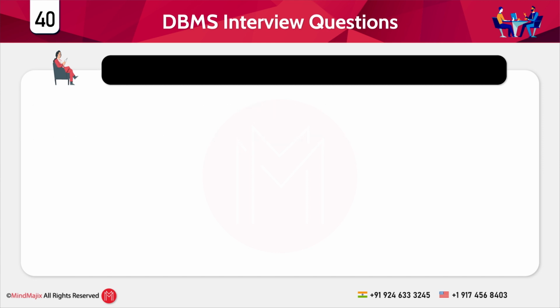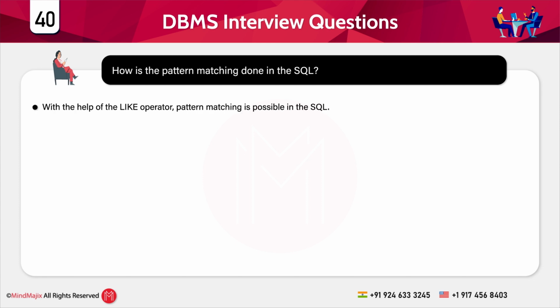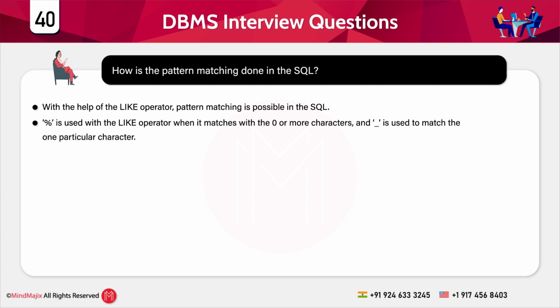The next question is, how is pattern matching done in SQL? So with the help of the LIKE operator, pattern matching is possible in SQL. For this, you use the percent sign with the LIKE operator when it matches 0 or more characters, and an underscore is used to match one particular character.